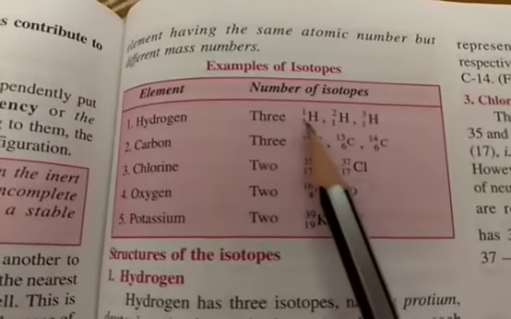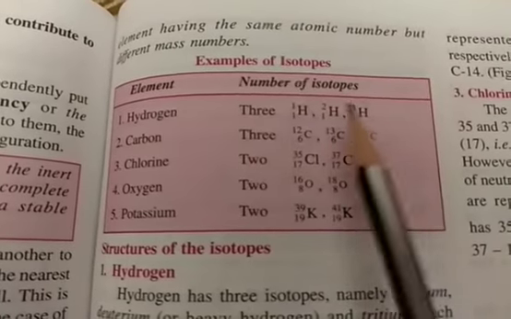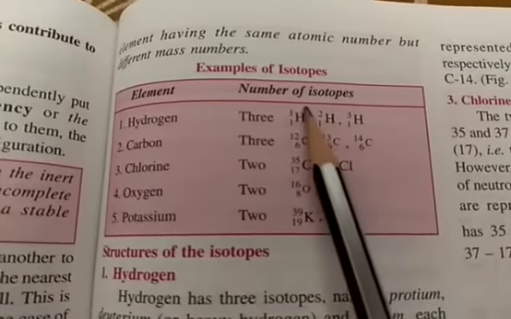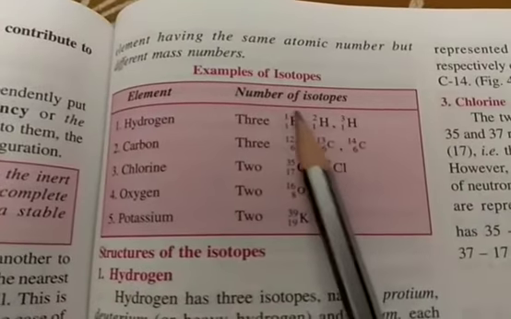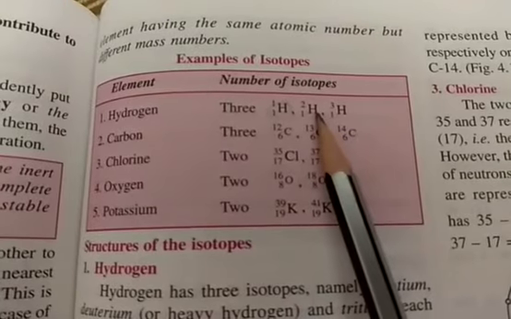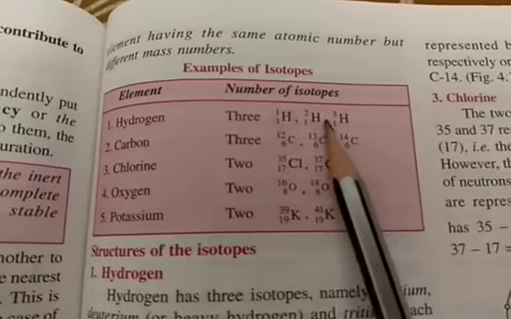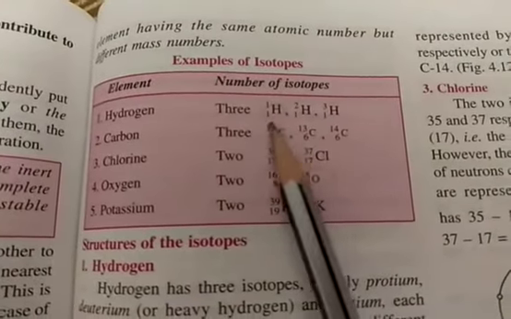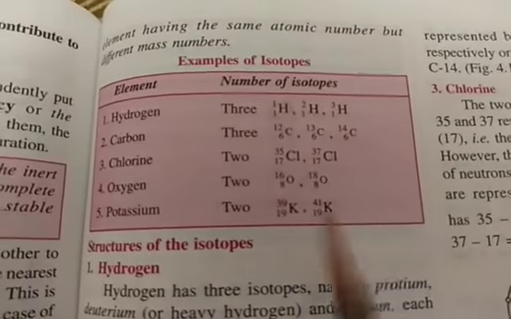The reason is that in nature all the isotopes are present, but these isotopes are found in less amount. I guess 99% of the time hydrogen is present in this form, and a very small percentage, less than 1%, is found in this form and this form. So that's why we don't talk about these. The same is the case with carbon, it is found in somewhat more amount than this one and this one.